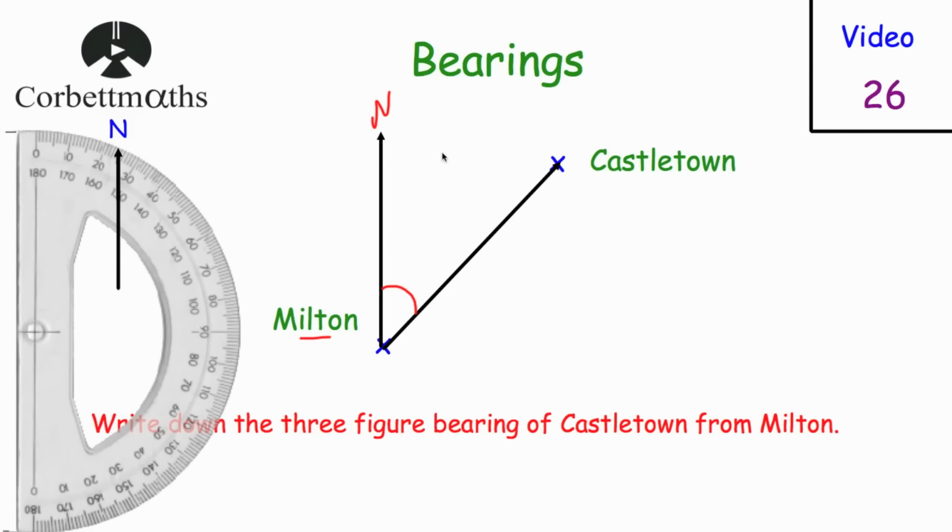So let's just move our protractor and mark in that it's 44 degrees. And we've been asked to write down the three-figure bearing of Castletown from Milton. But remember, the bearing has to have three figures, so it's going to be 0, 4, 4 degrees. We're just going to put a 0 in front of that, so 0, 4, 4 degrees. And that's it. So the bearing of Castletown from Milton is 0, 4, 4 degrees. That's it. Okay, our next question.